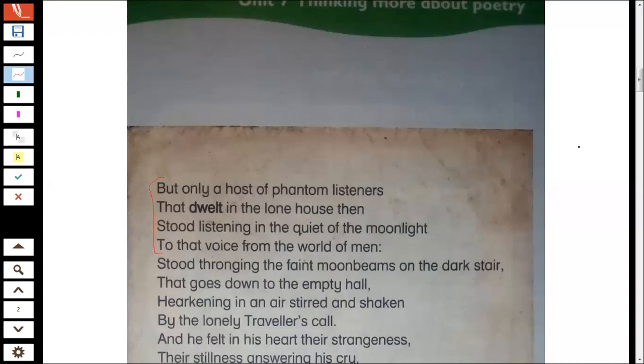Who's the host right now? Who's in right now? Phantoms. And they are listening carefully. That dwelt in the lone house then stood listening in the quiet of the moonlight. Stood listening. So the traveler thinks that they are standing and listening in the quiet of the moonlight. Now, here there is a very nice image. I really need someone who is a deep thinker to think of it. In the quiet of the moonlight, there is something here.